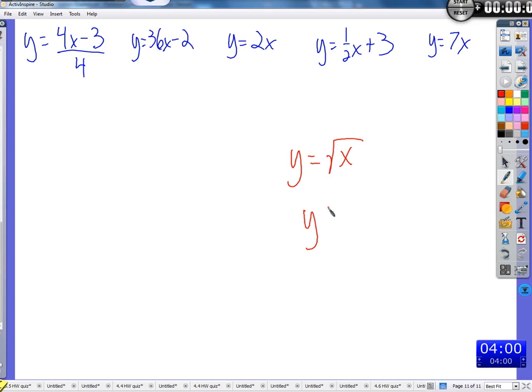Okay. So y equals the square root of x. So you take the square root of whatever number you put in for x. So let's say we put 9 in here. Okay. So we're going to take the square root of 9. How do we know we found the square root of 9? How do we test it and figure out that it is the square root of 9? What kind of a number are we looking for?